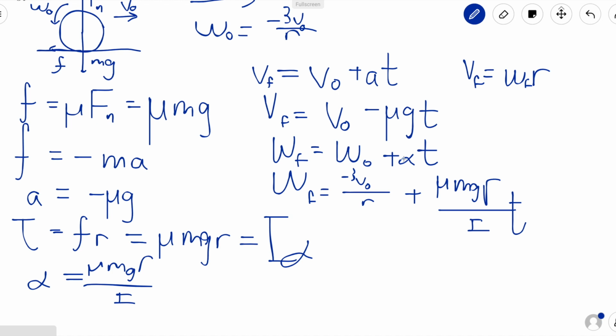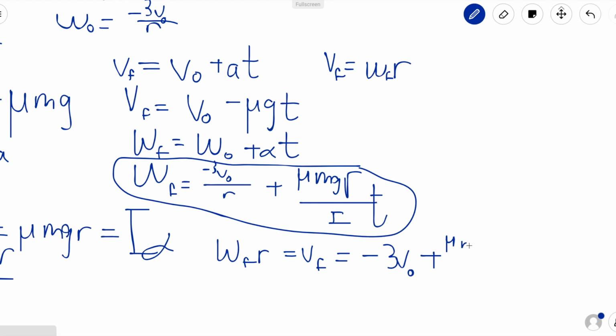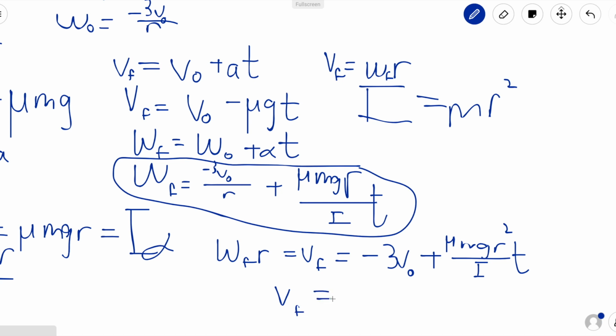So to solve for vf, we can multiply by r on both sides of this equation to get omega f times r, which is equal to vf, is equal to negative 3v0 plus mu mgr squared over I times t. Now remember, since this is a hoop, I is equal to mr squared. So we get vf equals negative 3v0. If we plug in I, we eventually get plus mu gt.